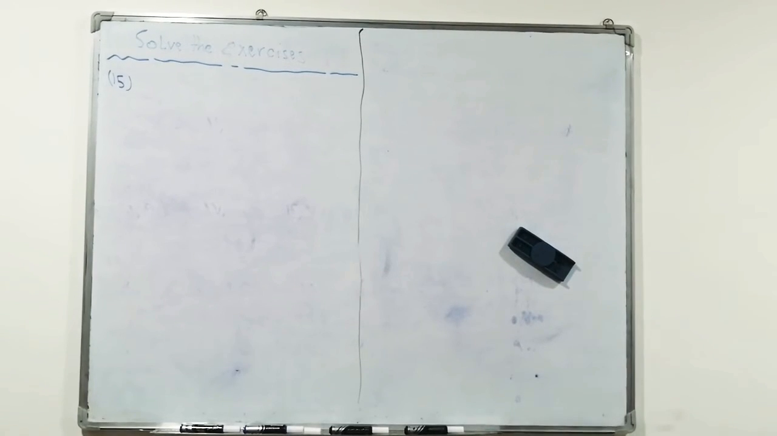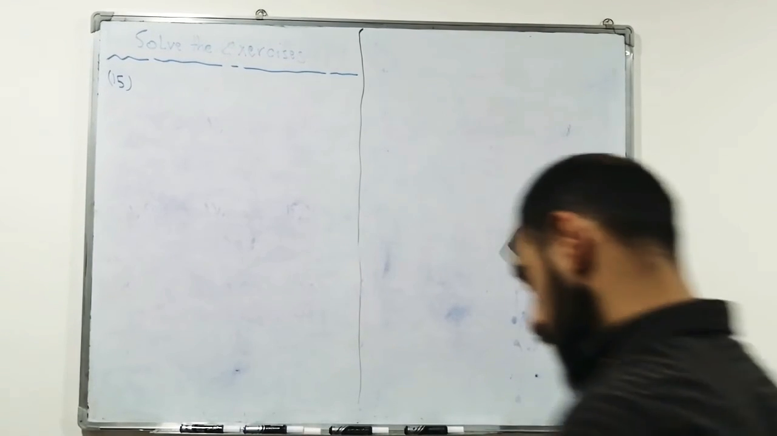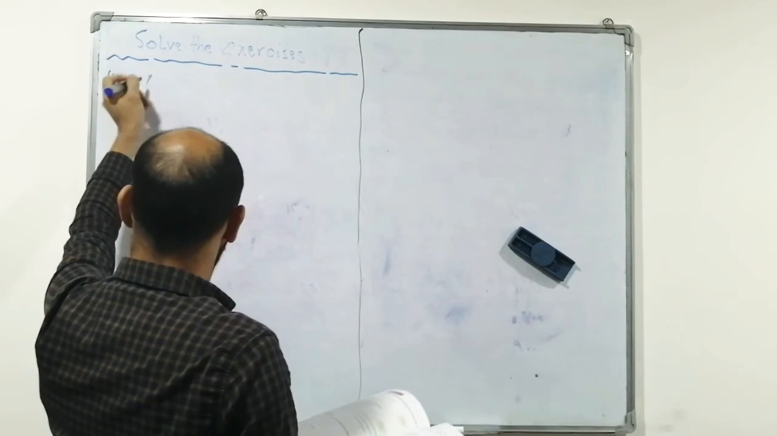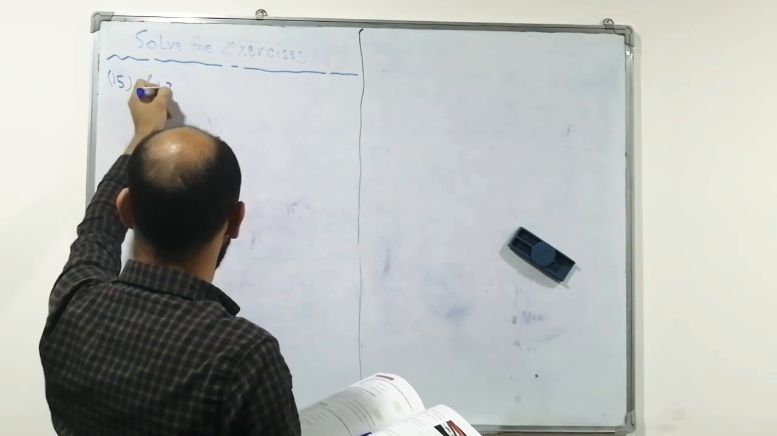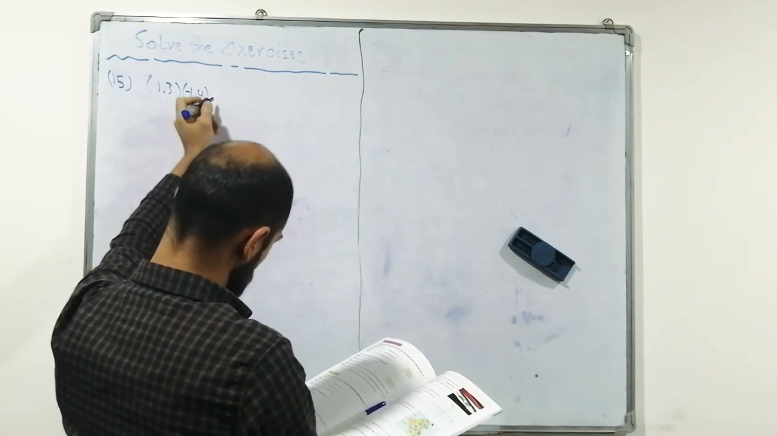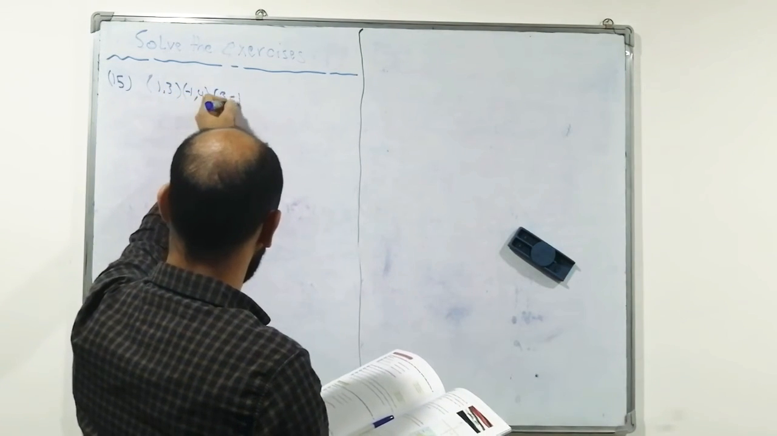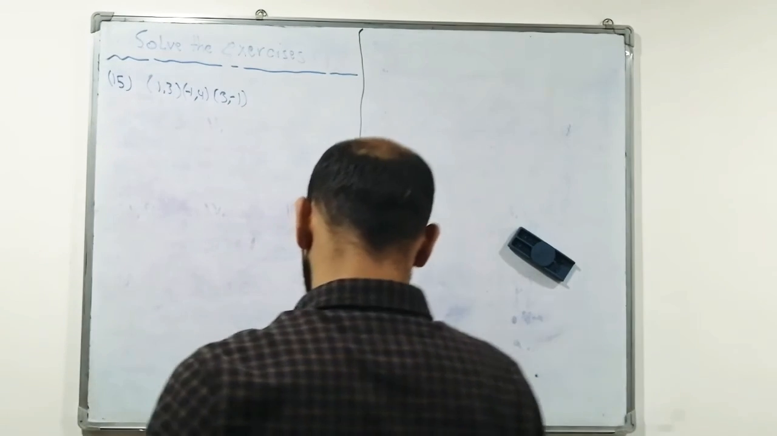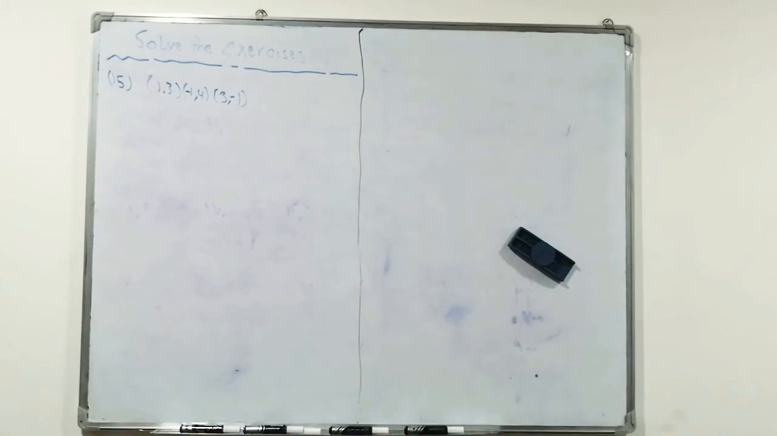Now in question number 15, we have the point (1, 3), the point (-1, 4), and the point (3, -1), which are vertices of a triangle. Find the image of the triangle rotated 180 anti-clockwise about the origin, and then clockwise.